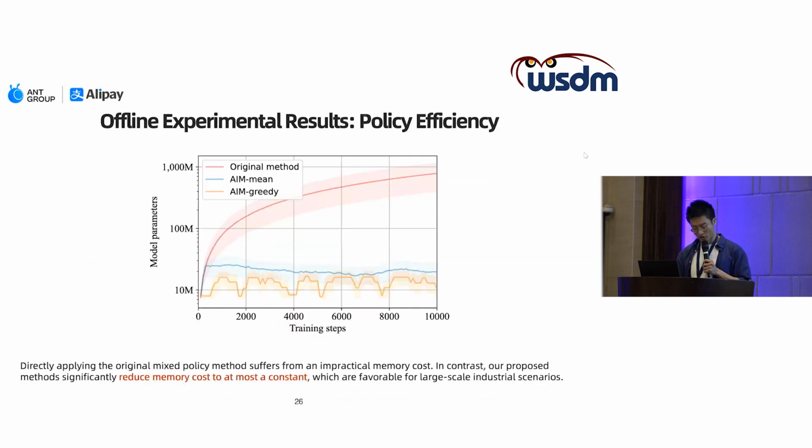Then this figure shows the number of stored parameters in the original mean method and the AIM-based methods during the training process on the full dataset. It is clear that directly applying the original mixed policy approach suffers from an impractical memory cost. In contrast, our proposed method significantly reduces memory costs to at most a constant, which is favorable for large-scale industrial scenarios.